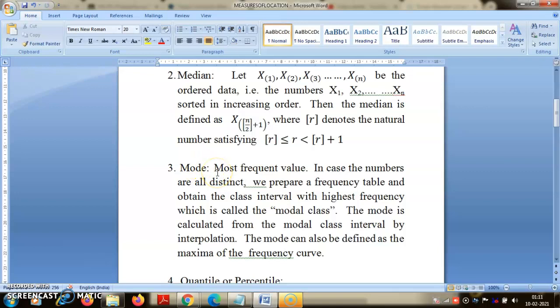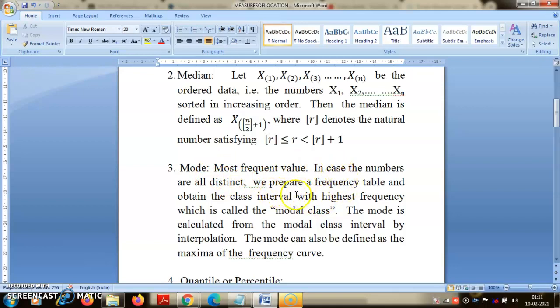Mode. The third measure of location is the mode. It is called the most frequent value. Of course, when numbers are all distinct, suppose 1, 2, 3, then what is the mode? It is not clear because each number is occurring once. If you have repetitive numbers, suppose your numbers include 0 and 1 occurring again and again, then you can count the number of zeros and number of ones, whichever is more, you call that the mode. When all the numbers are distinct, it is difficult to define the mode.